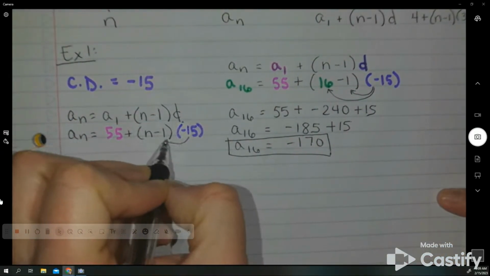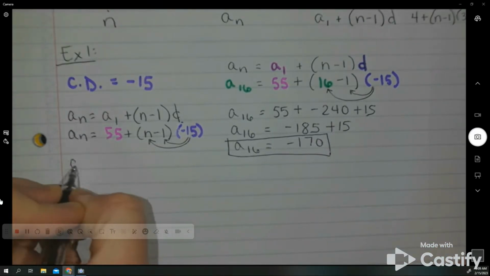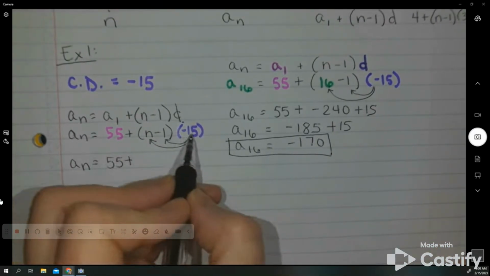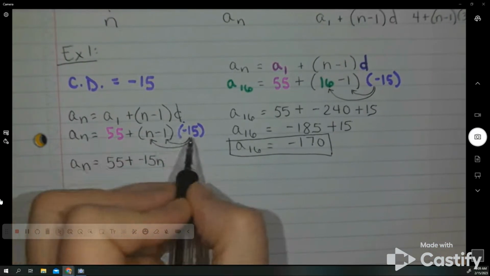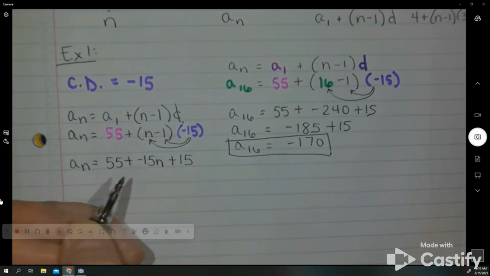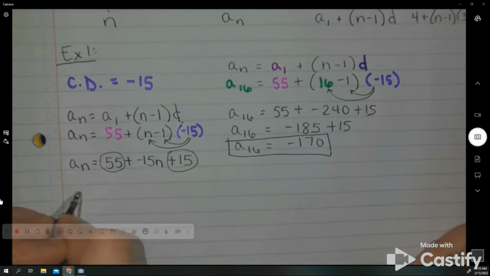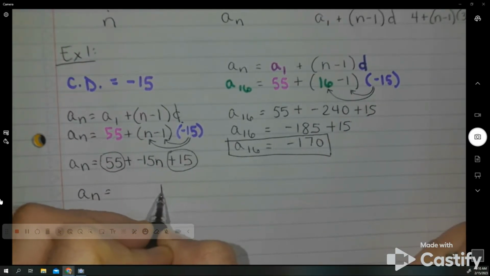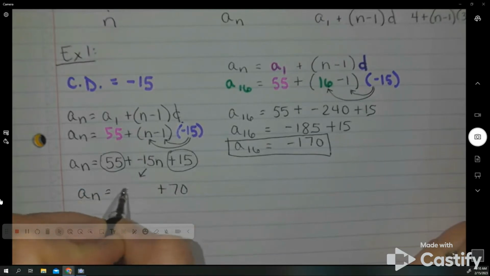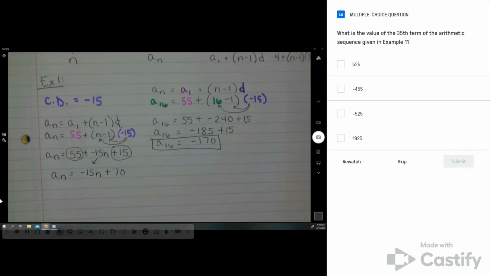So if we're going to multiply by both, just like we did when we actually plugged in 16, we have A of n equals 55 plus negative 15 times n, which is negative 15n. Negative 15 times negative 1 is positive 15. Then I take a look at the like terms. So we have 55 and positive 15. If I put those two together, we've got A of n equals, I'm going to put that down here at the end as plus 70. And then we didn't use this minus 15n, so we're going to rewrite that.